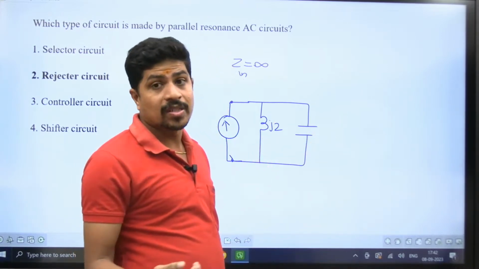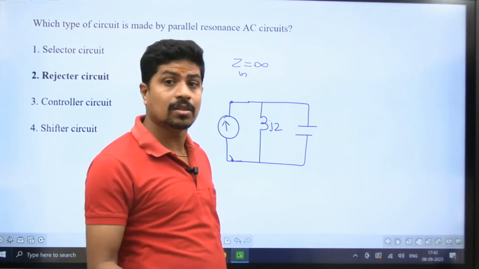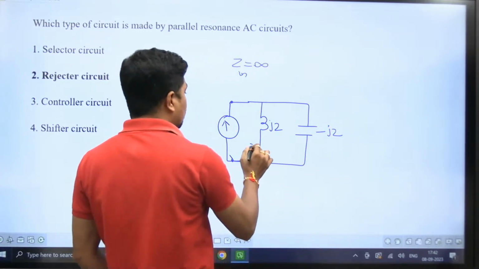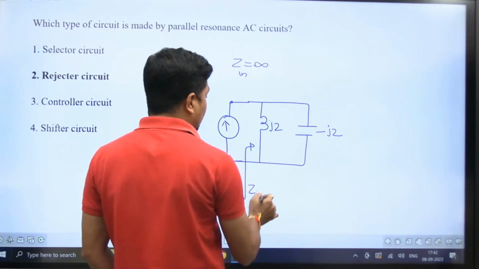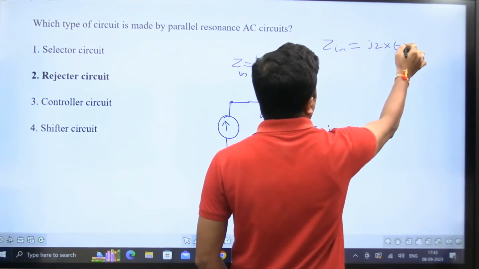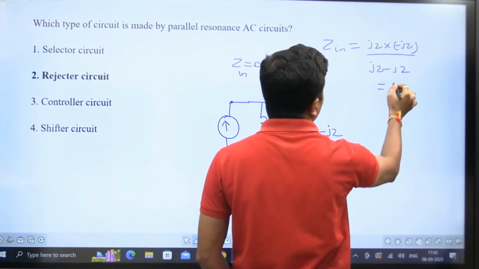See, parallel resonance means XL must be equal to XC. Magnitude XL must be equal to XC, either parallel resonance or series resonance. Then how much should this be? This is minus J2. Then what is the impedance seen from here, Zin? Zin is equal to J2 into minus J2 by J2 minus J2, that is equal to infinity.